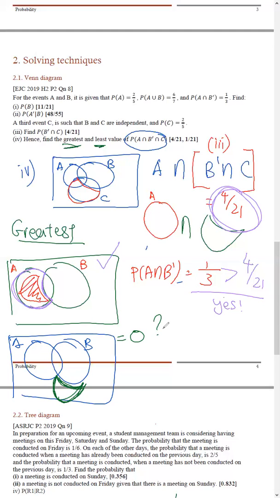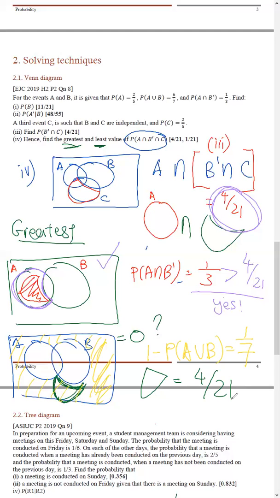Let's look at the space that is outside of A and B. This space here is actually 1 minus P of A union B, and P of A union B is given to be 6 over 7. So this is actually 1 over 7. The yellow color space is actually 1 over 7. But our crescent over here, our dear friend crescent, has an area of 4 over 21. So is this scenario possible? The answer is no. We can't even fit the crescent in the yellow color. Yellow color is only 1 over 7, but the crescent is 4 over 21.